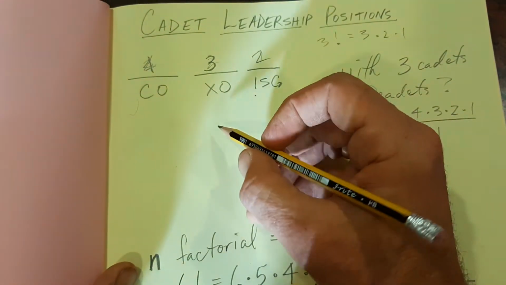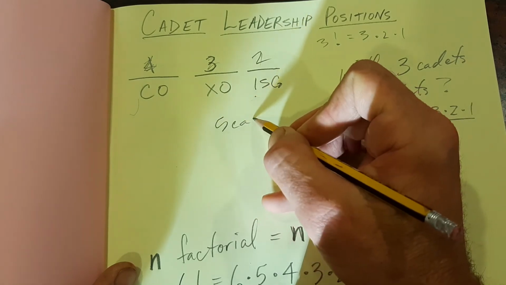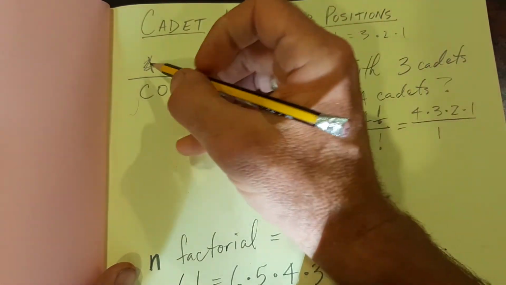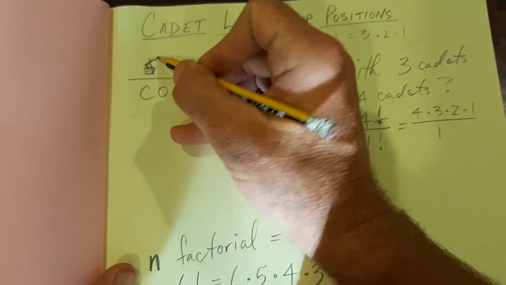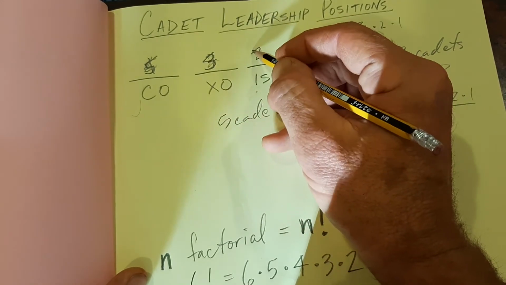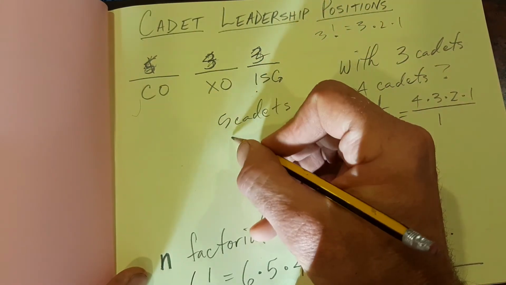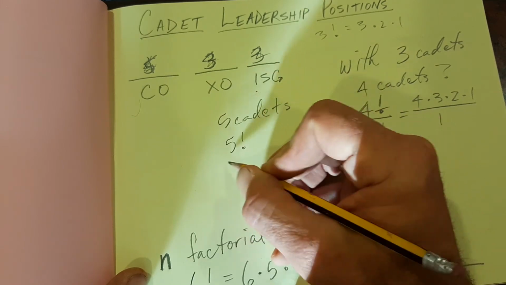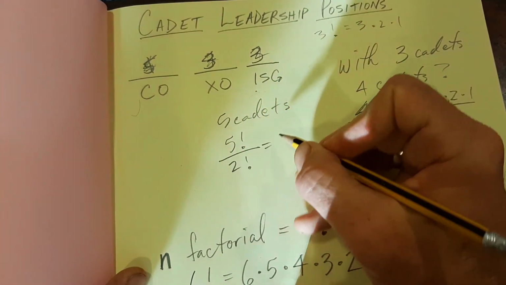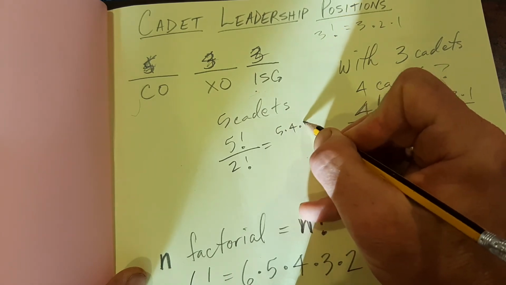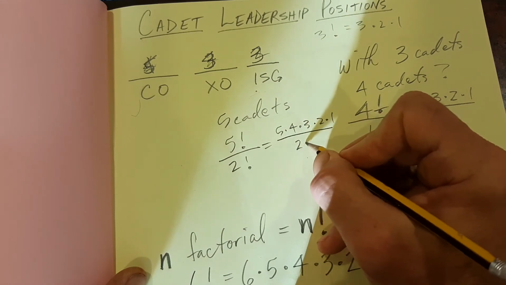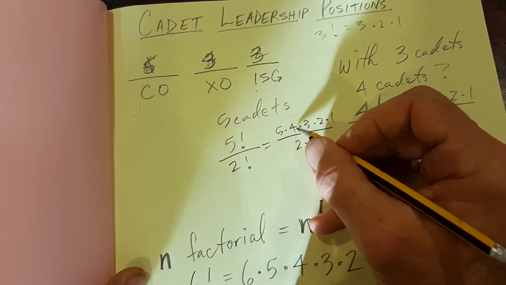Okay, let's try it again. We have 5 cadets now. It's going to get a little messy, but you're getting the idea. So I have 5 cadets for the first position, company commander. Then I have only 4 left. Are you guys getting this pattern now? So I'm going to have 5 factorial divided by 2 factorial. Because then I'd have 5 times 4 times 3 times 2 times 1 over 2 times 1. And that leaves me with 5 times 4 times 3.